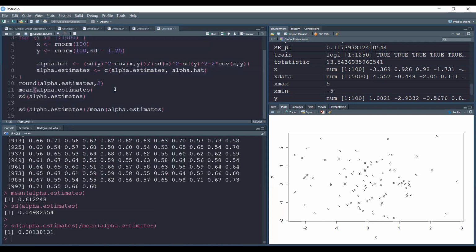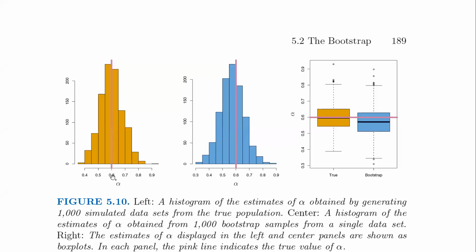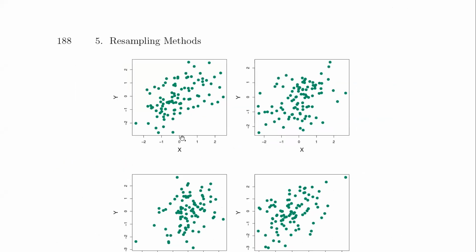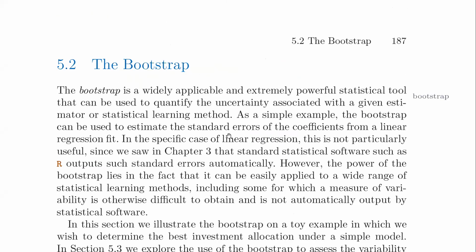And now we have a mean of 0.61. And, oh yeah, look, very close to what they have, right? Assuming that the pink represents the mean. The pink line indicates the true value of alpha. So yeah, how did they calculate the true value?